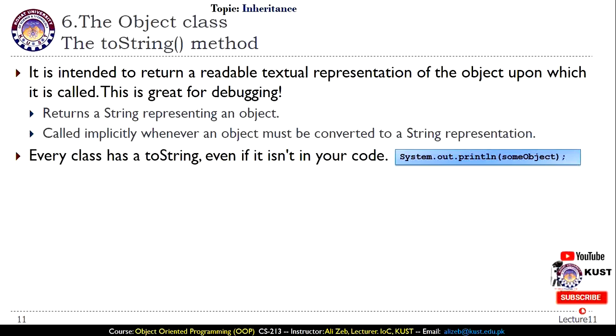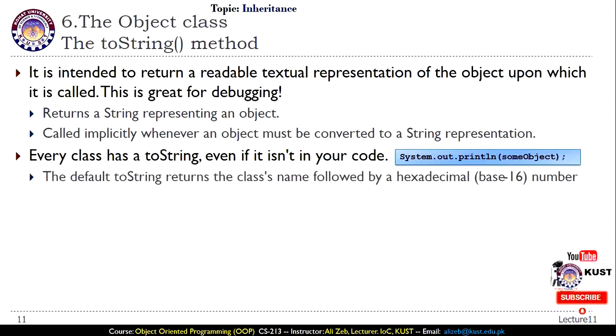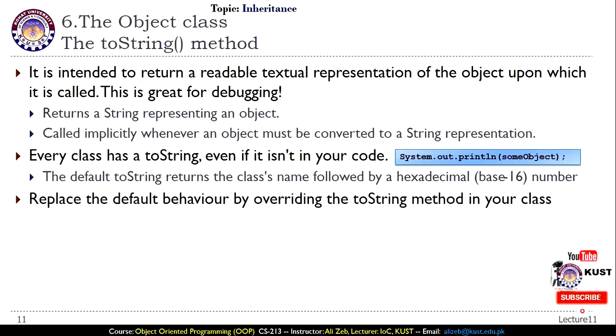Every class has a toString, even if it isn't in your code. If you print an object, it might possibly print the name of the class that the object belongs to. The default toString returns the class's name followed by a hexadecimal number. You can try this code by removing the toString method from any of your classes and then printing an object of that class, and you can see what is printed on the screen.